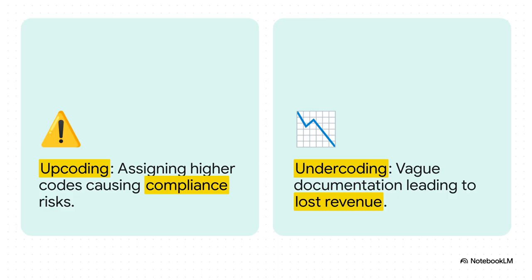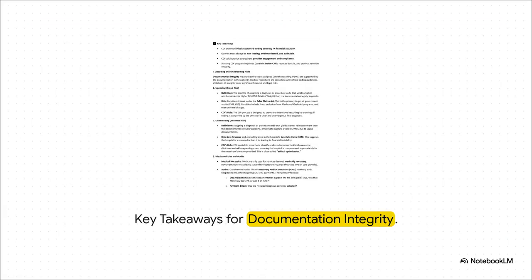On the flip side, though, you have undercoding. If a physician uses vague language, the coders simply cannot assign those higher severity codes, even if the patient was genuinely incredibly sick. That leads to lost revenue and artificially lowers the hospital's case mix index, which basically makes them look less capable on public quality reports. It's a lose-lose. So CDI acts as the bridge here, performing what I like to call ethical optimization.